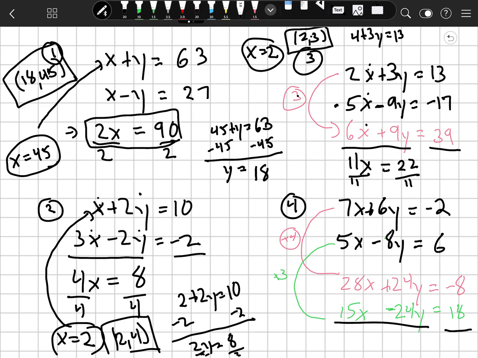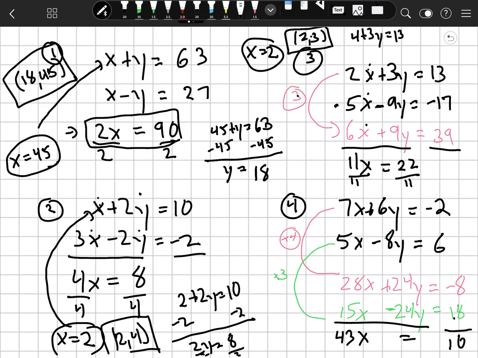So I've got 28 and 15, that's 43x. And 18 minus 8, if I did that right, that's 10. I'm hoping I did this right. Times by 3, 15. 43x equals 10.